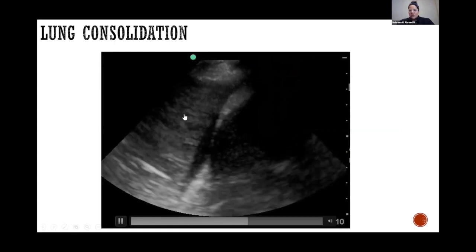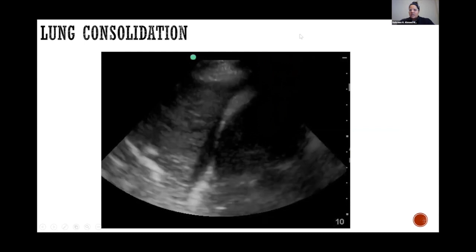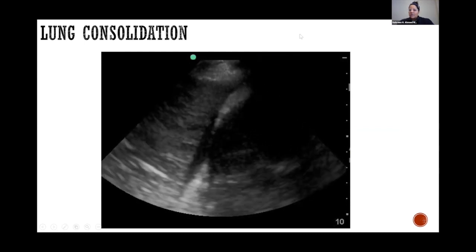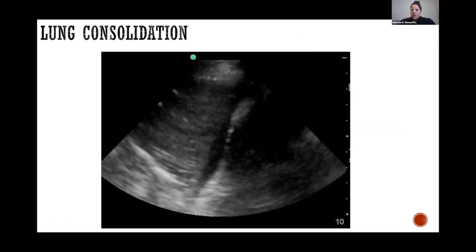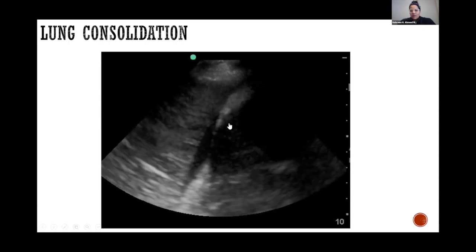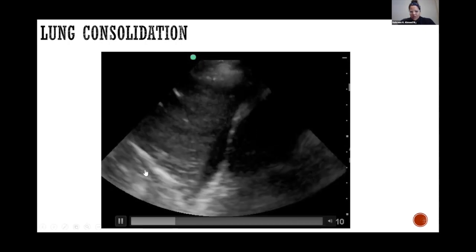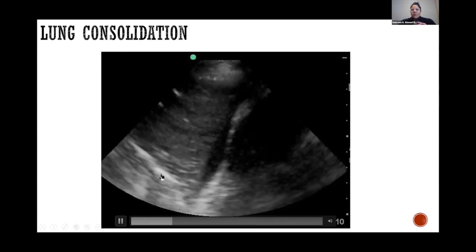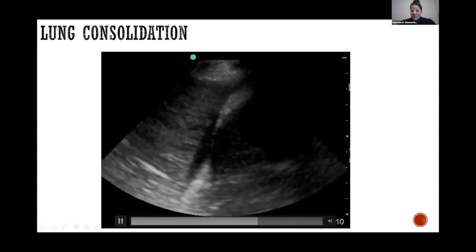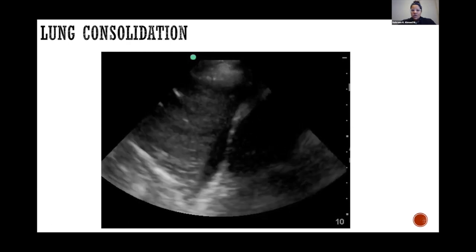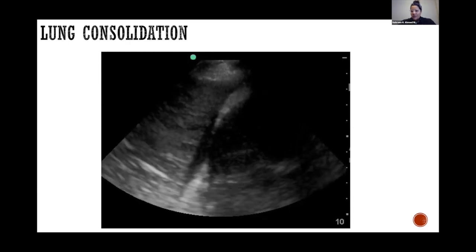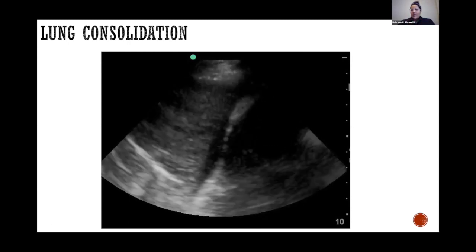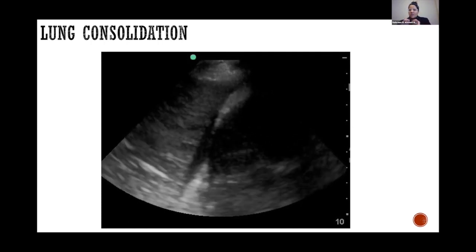So next thing I'll talk about is lung consolidation. And after I finish up here, then I'm going to shift the conversation over to COVID patients. So lung consolidation here, what you're seeing is these hyperechoic areas. Remember that when we're thinking about consolidation, you're thinking about a part of the lung that is just completely filled with pus, right? That's what we're seeing in pneumonia.